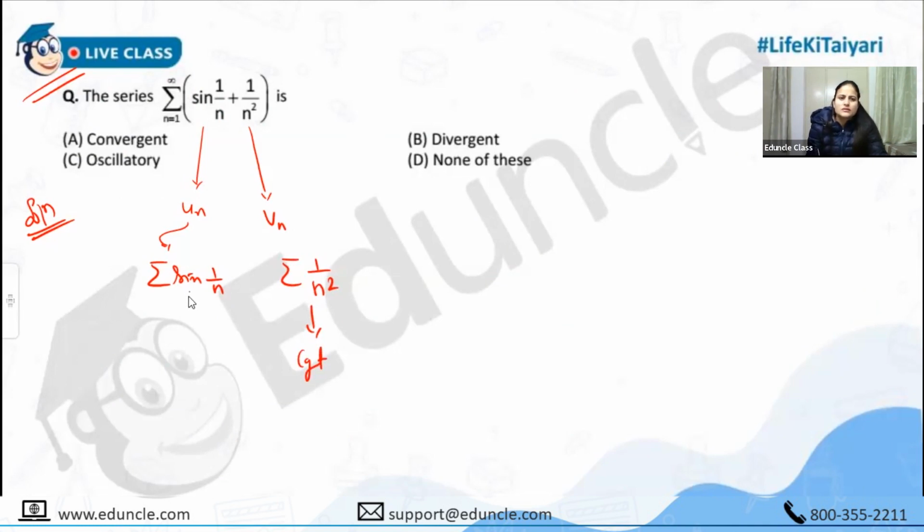What about this? This series is divergent, no? It is a positive term series. Sine 1 by n is a positive term series. We have discussed it, and it is divergent. Yes or no? It is divergent, no?